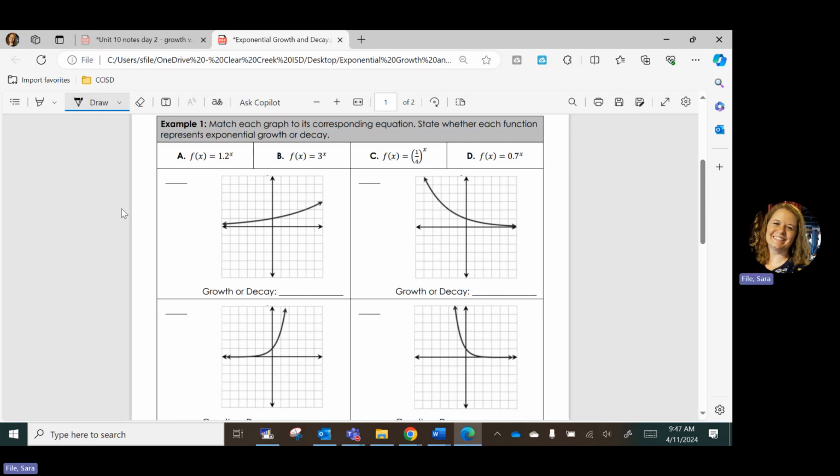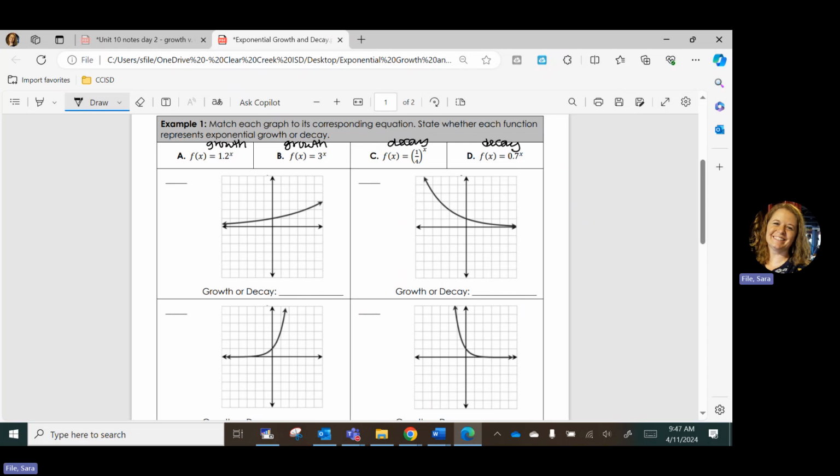Okay, if you're back after pausing, what we're looking for is matching these graphs to their equations up here. So let's see. We can say right away, this is greater than 1, so I know this one's going to be growth. This is greater than 1, that'll be growth. This is less than 1, 1/4, so I know this one will be decay. And 0.7 is between 0 and 1, so that will be decay.